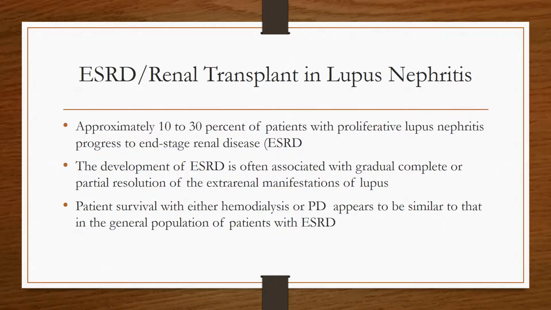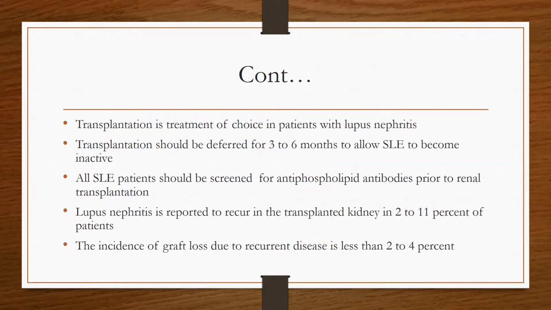End-stage renal disease and renal transplant, 10 to 30% patient develop ESRD. They could undergo kidney transplantation, but you have to wait 3 to 6 months before the disease is inactive. You need to make sure patient does not have antiphospholipid antibodies prior to renal transplant. The recurrence rate is kind of low, 2 to 11%.